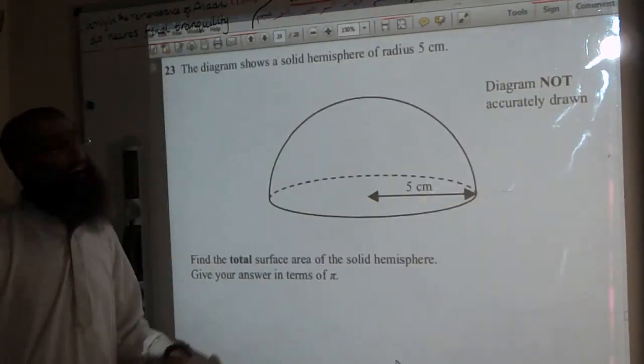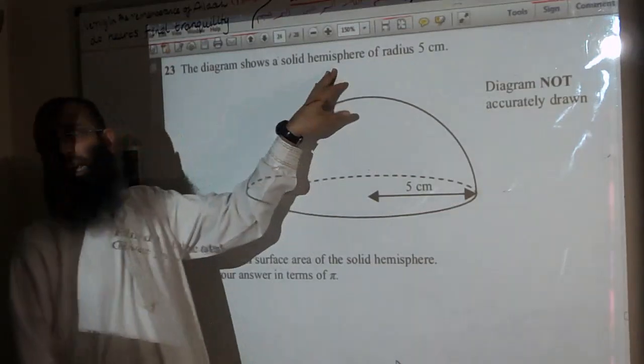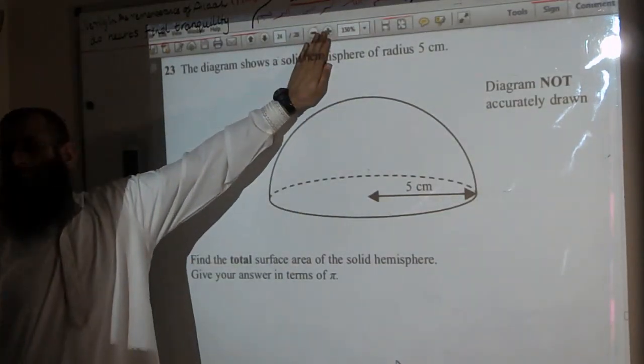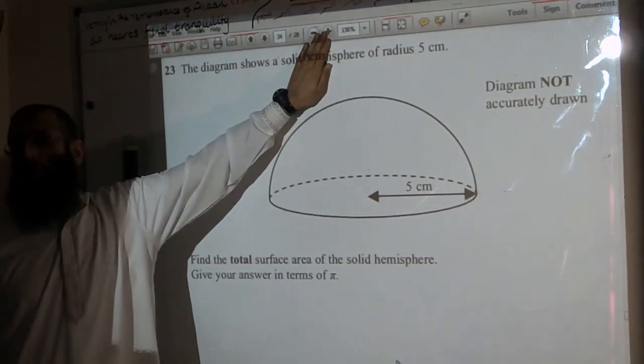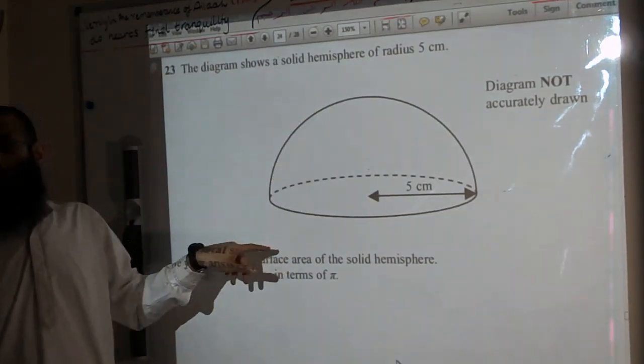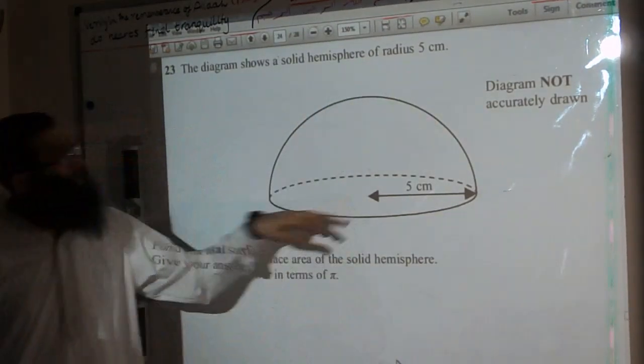Question number 23. The diagram shows a solid hemisphere. What is a sphere? Sphere is a ball. A 3D shaped ball. A hemisphere means half a ball, of radius 5 centimeters, that's a radius.